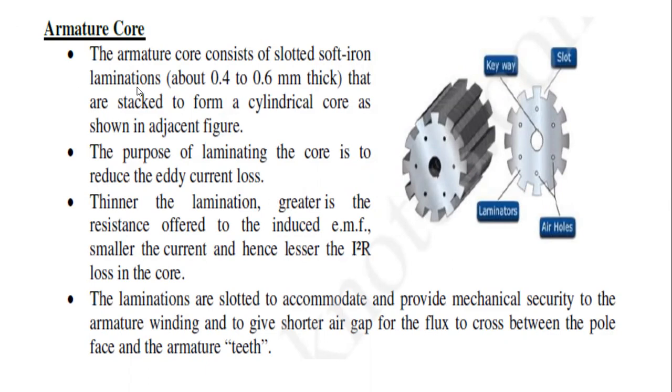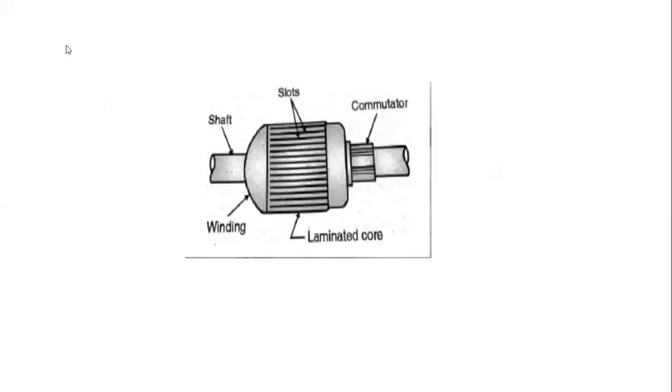Next, coming to the second part, that is the armature core. This is the constructional diagram for the armature core, commutator and shaft. On the shaft we are connecting the armature, and after that we are connecting the commutator. This is the commutator and this is the armature.